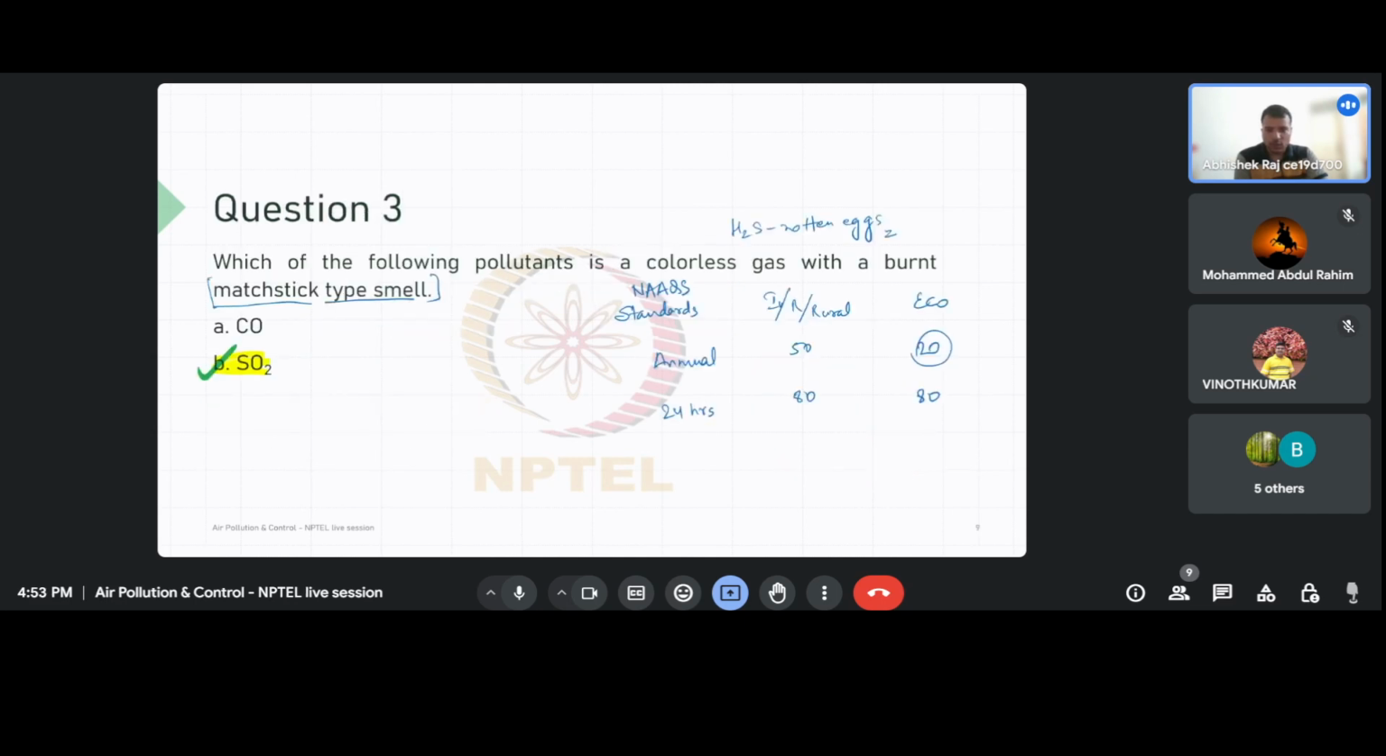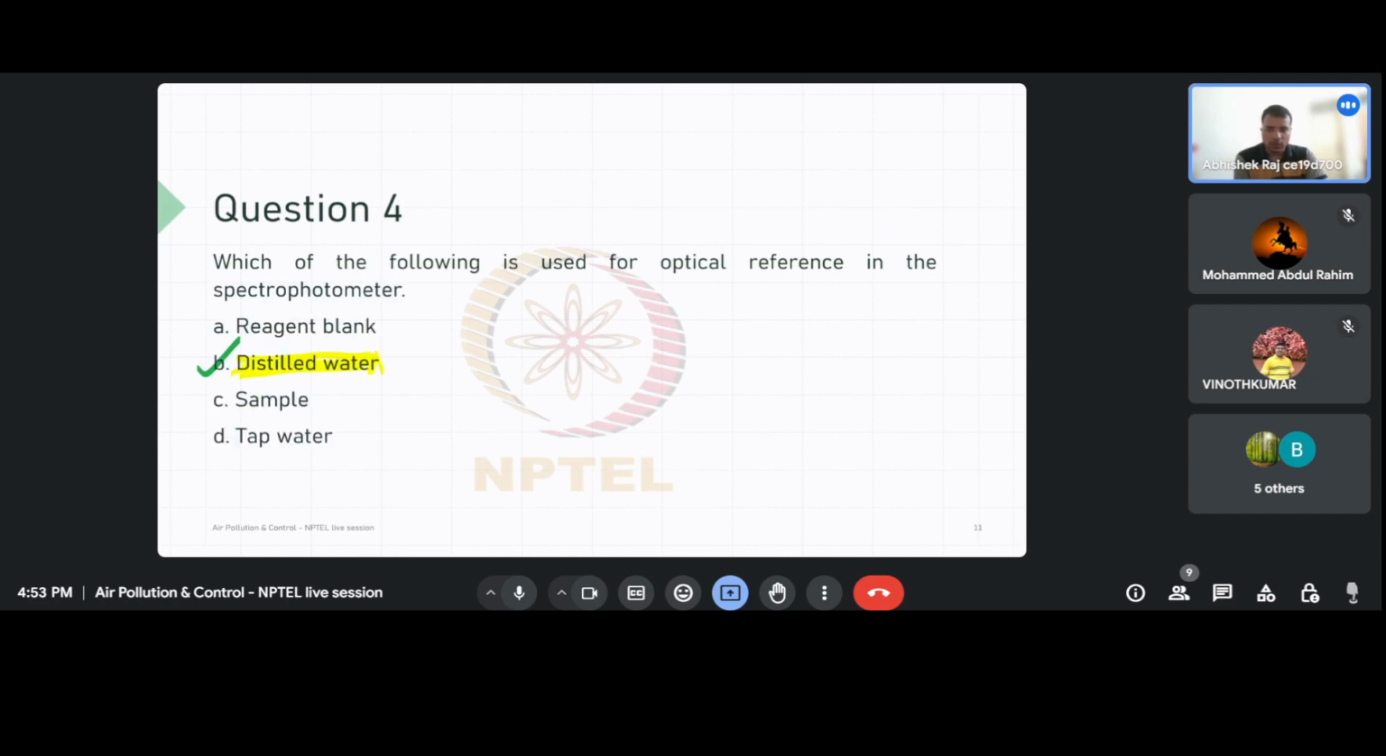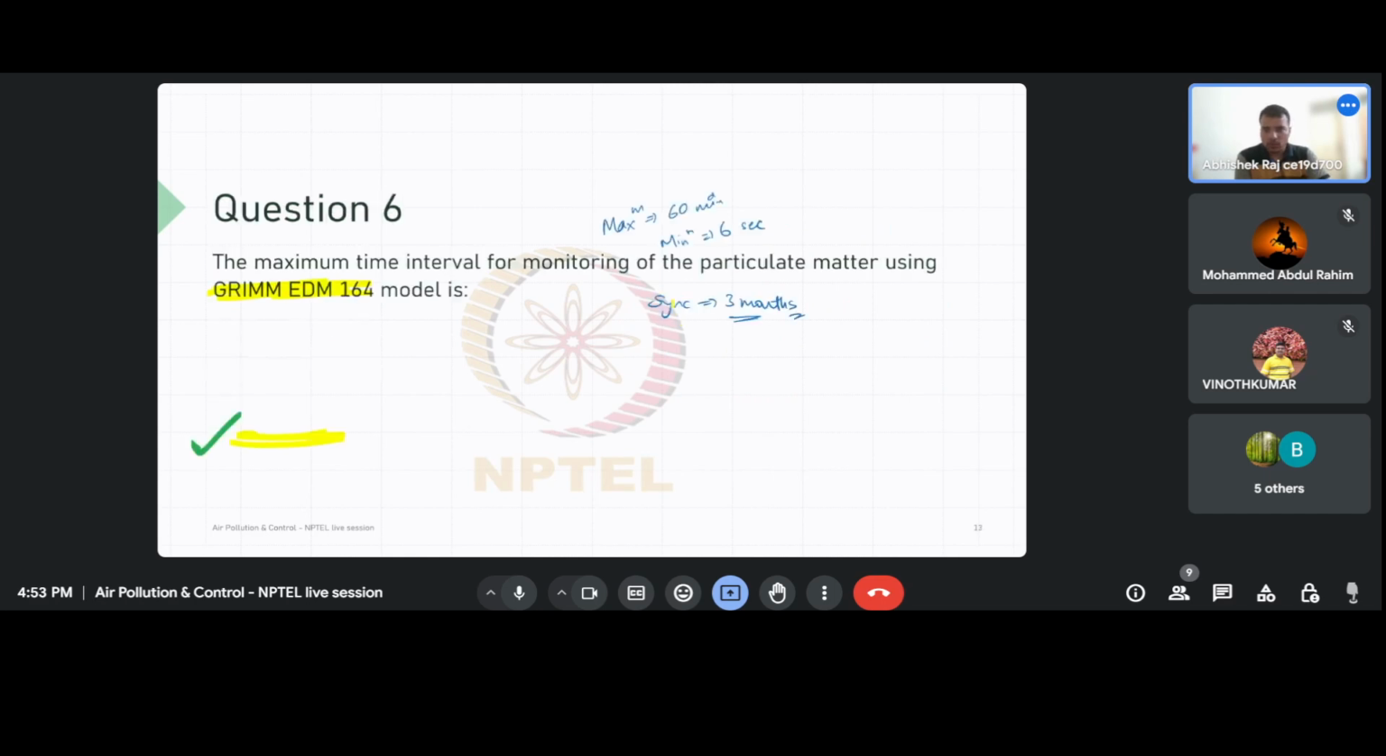Question 3. Which of the gases has a matchstick type smell? SO2 has matchstick type smell. We also discussed the standards. For annual, it will be 50. 24 hours, it will be 80. For the spectrophotometer, what do we use for the optical reference? We use distilled water there. Here the maximum time interval will be 60 minutes. Minimum also we saw in one of the questions, that will be 6 seconds. And synchronization should be done every 3 months in case there is a change in the time zone.